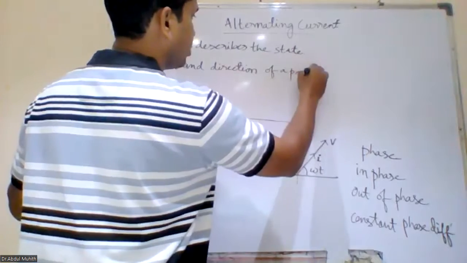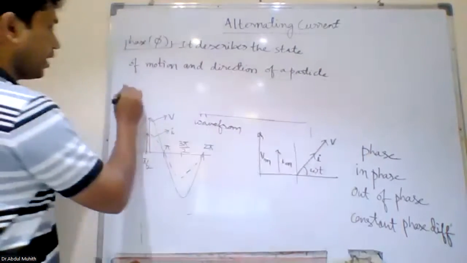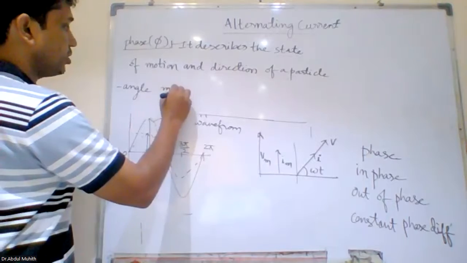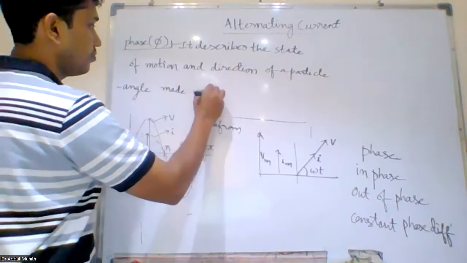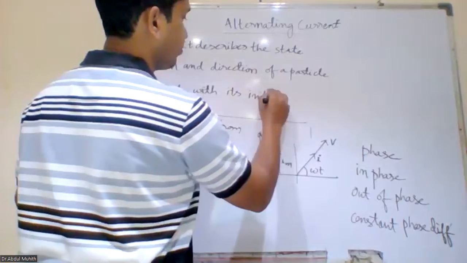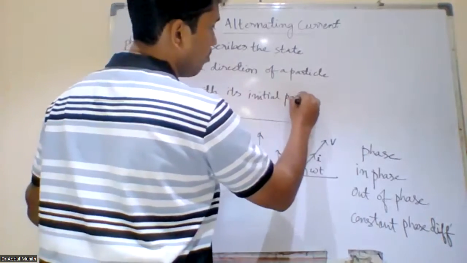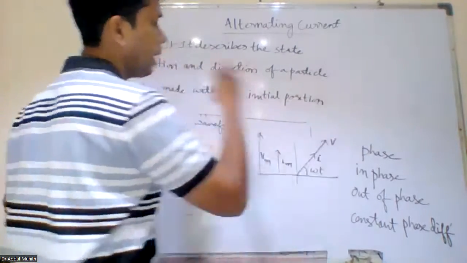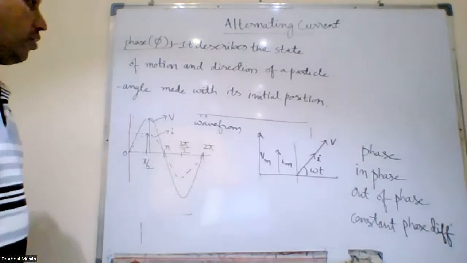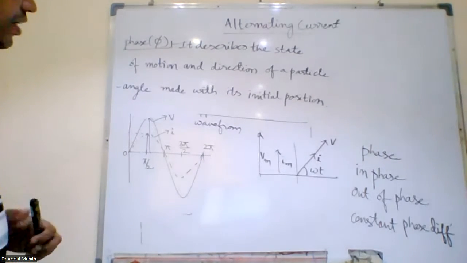Or we have a simple definition also. The second definition is angle made with its initial position. Angle made with its initial position is said to be phase. Now we'll discuss in phase, out of phase.